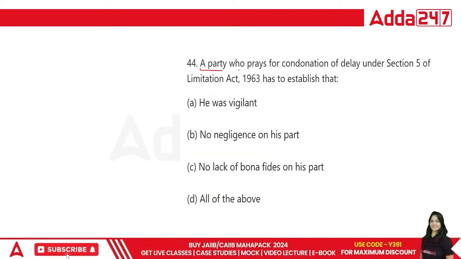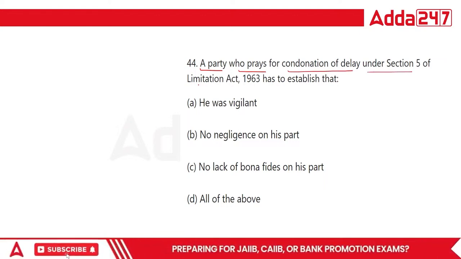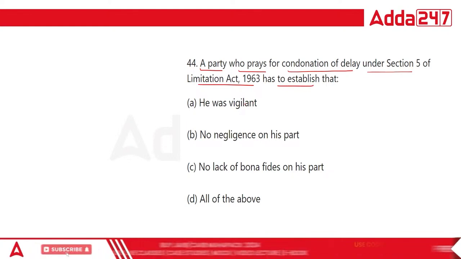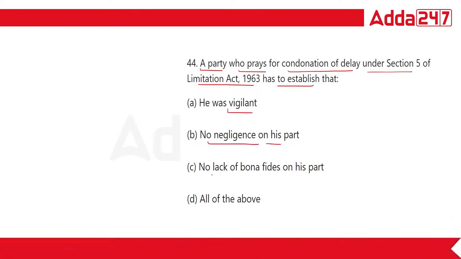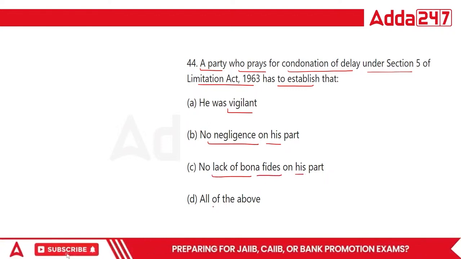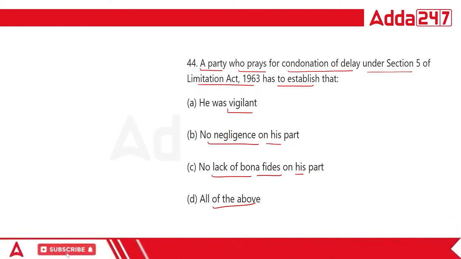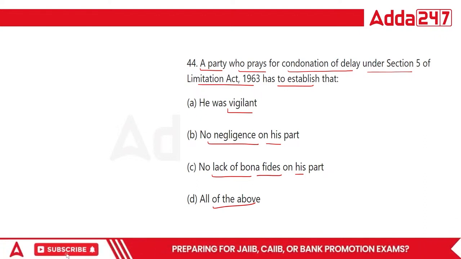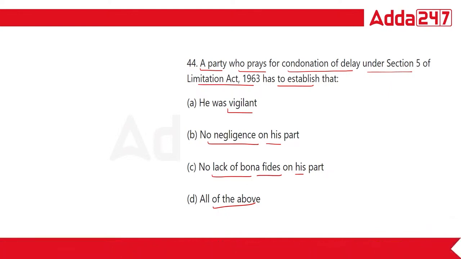A party who prays for condonation of delay under Section 5 of the Limitation Act has to establish that he was vigilant, no negligence on his part, no lack of bona fide on his part, or all of the above. A party who prays for condonation of delay has to establish that he was vigilant, no negligence on his part, no lack of bona fide on his part, or all of the above.